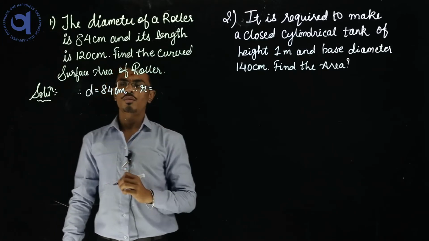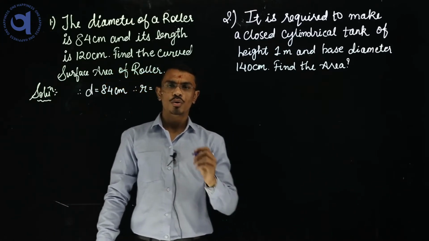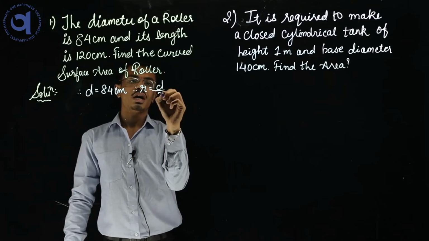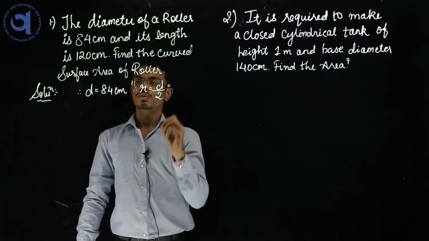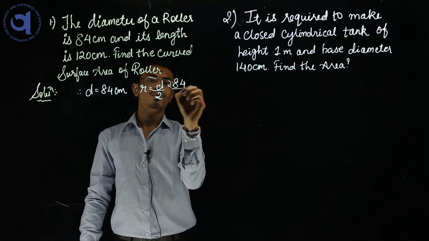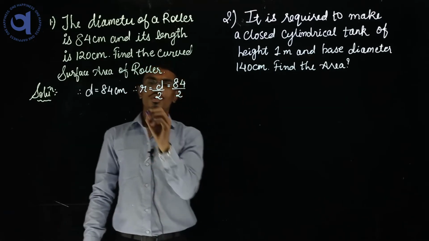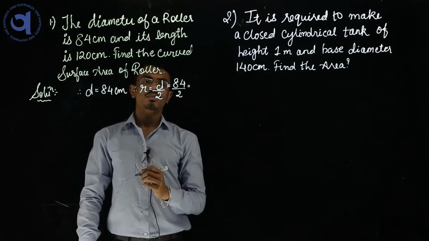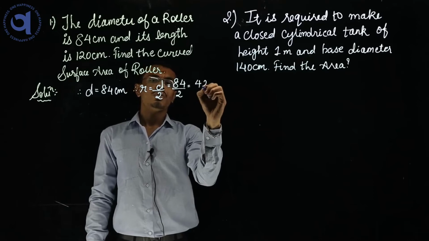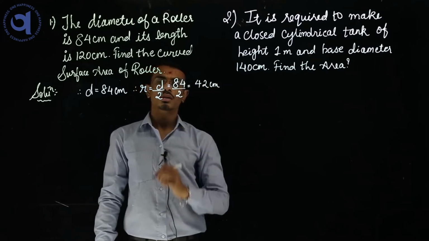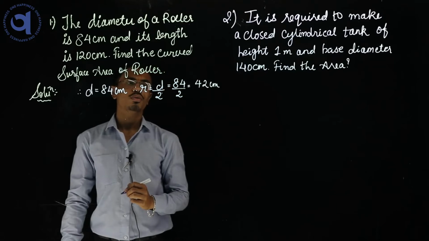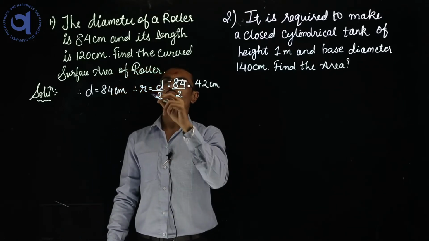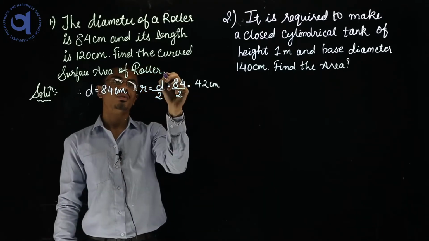So radius will be what? Diameter upon 2. So in radius, diameter divided by 2. So this will be 84 divided by 2. Therefore radius will be 42 centimeter. Radius will be what? 42 centimeter. And we have to find the curved surface area of that roller.